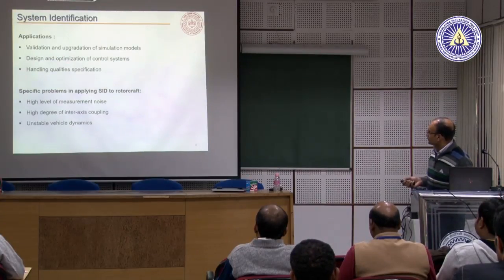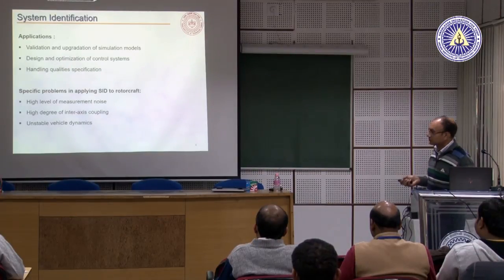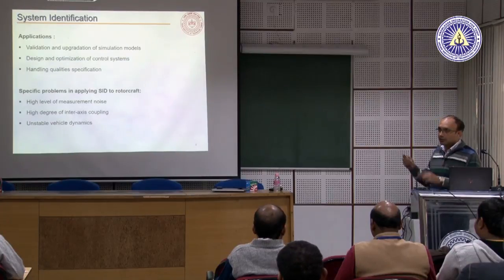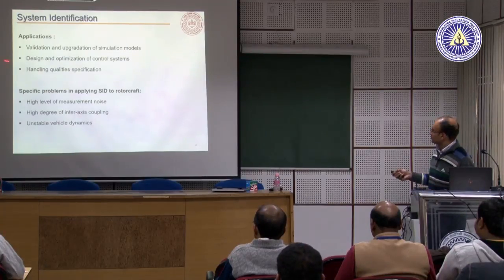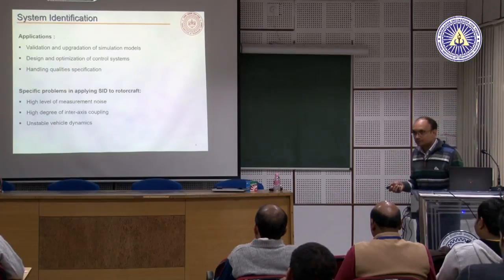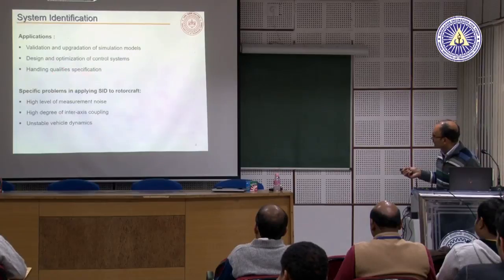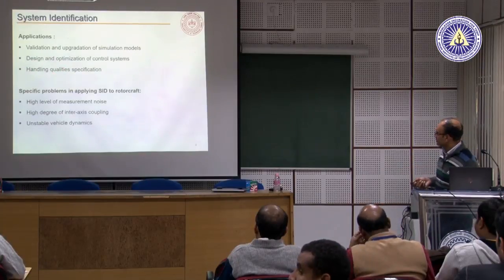Design and optimization of control systems is of course one of the key applications. Handling qualities, okay. So, how a helicopter handles, how it behaves, how a pilot would actually think about a helicopter, those parameters come in handling qualities. System ID is used quite extensively for this particular purpose also.